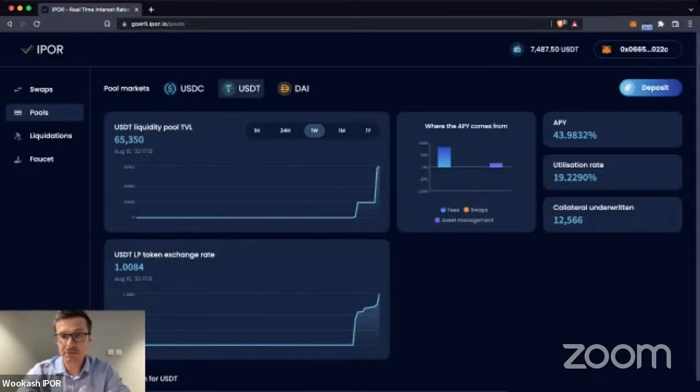And well, that's pretty much it when it comes to liquidity provisioning. It is a fairly straightforward process. And I hope you found this informative and helpful.